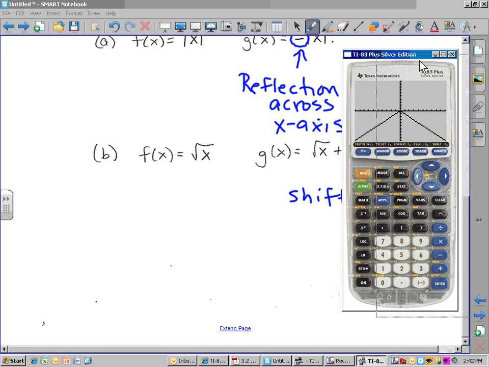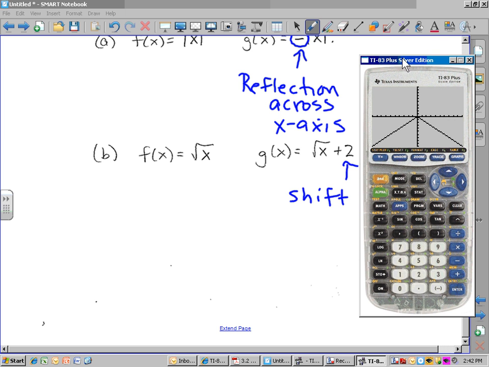Okay, second example. Our original is the square root of x. A square root of x, positive square root of x, is the top half of a sideways parabola. That's the best way to describe that. It starts at the origin and curves up and continues to increase.